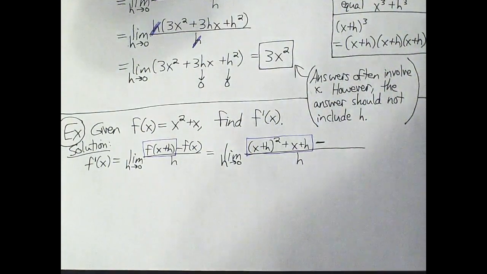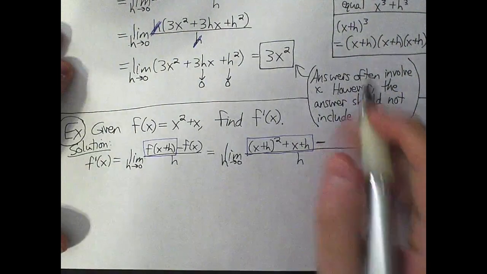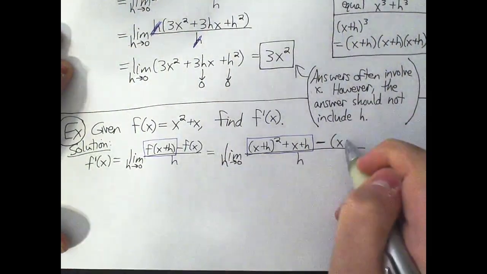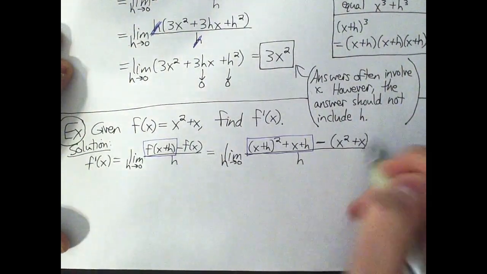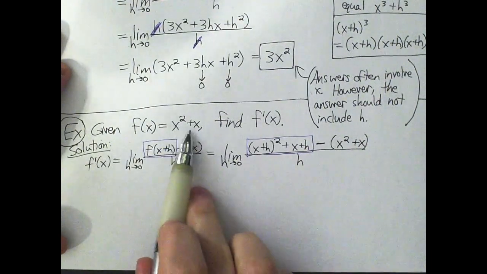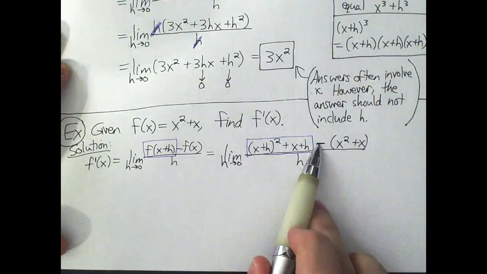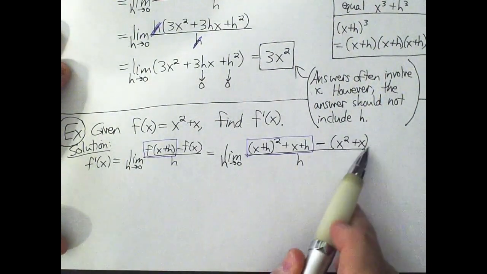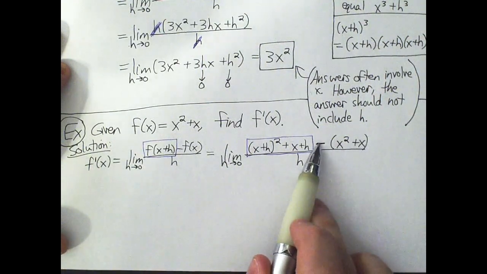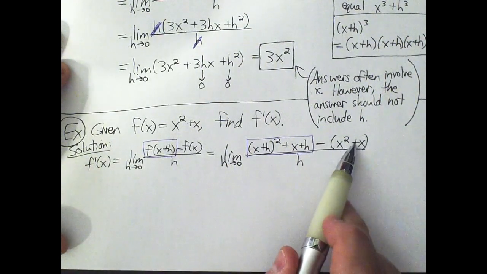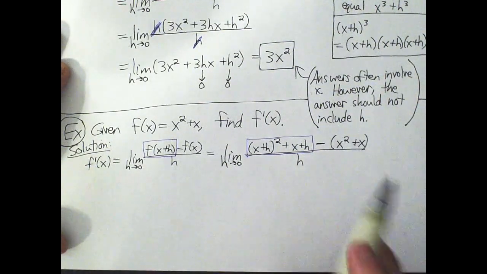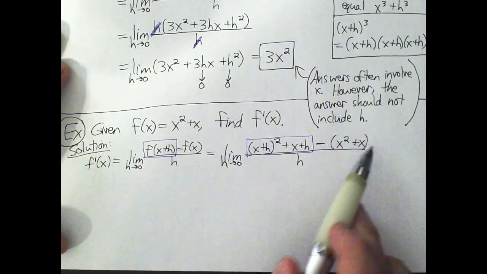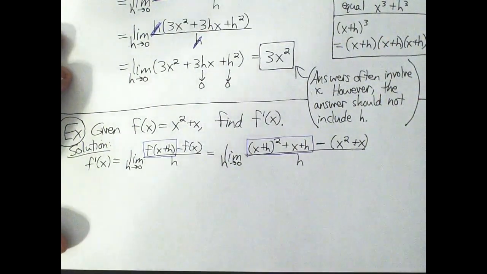Now I have to do minus f of x, so minus x squared plus x, right? But I am going to put parentheses around it, parentheses x squared plus x, because I want to make sure that the entire thing is getting subtracted. So I either need to put parentheses around it or distribute the minus sign to change this plus to a minus. I'm going to wind up doing that in the next step. I put parentheses around it to make sure I'm subtracting the whole function.